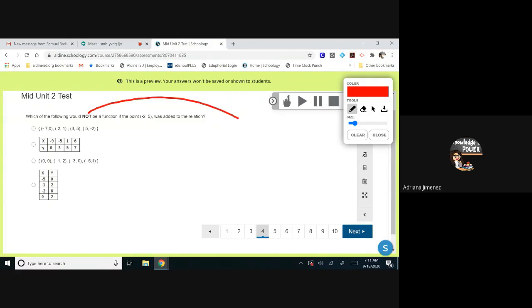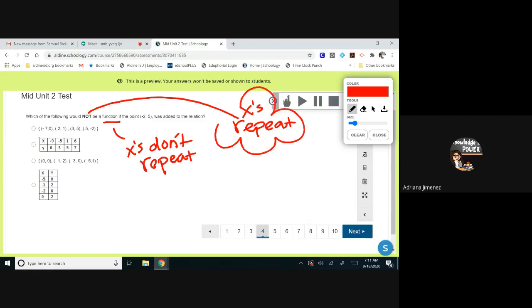Not a function. So I have to remember what the word function means. The word function means x's don't repeat. But if I want not a function, then that means x's repeat. Okay, this is what I'm looking for. I'm looking for which table or which set of ordered pairs has the x repeating if I plug in that ordered pair.